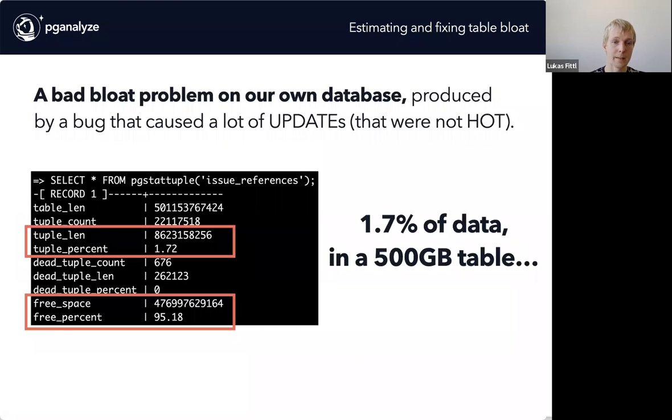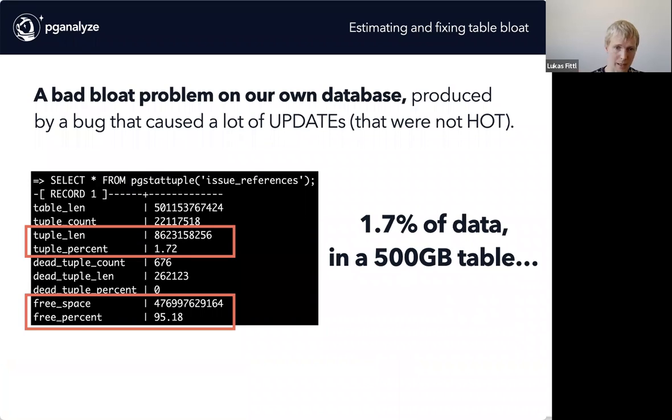Now, this was actually something that we saw in our own database, which is why I ran something last weekend. Because if you look at this pgstattuple output here, you can see that 95% of the table is free. This is a roughly 500 gigabyte table, and only 1.7% of that table is actual data. Everything else is free space, right?